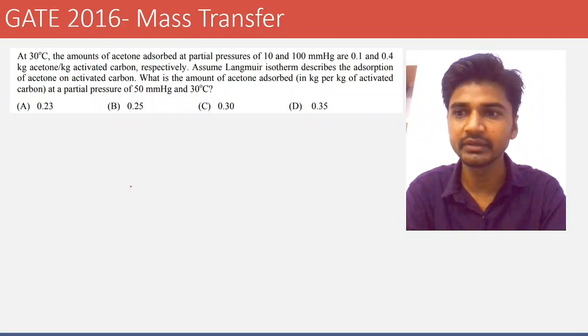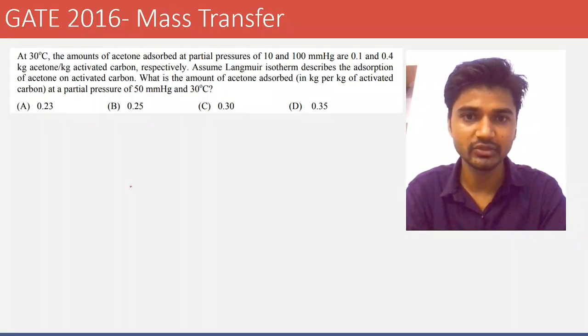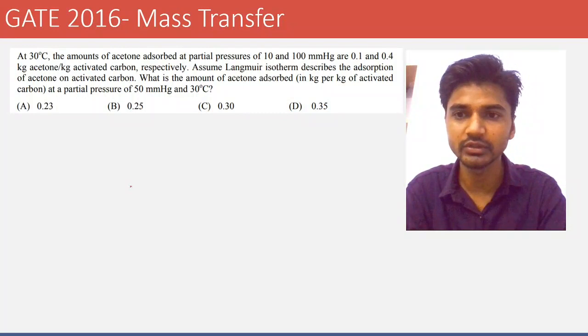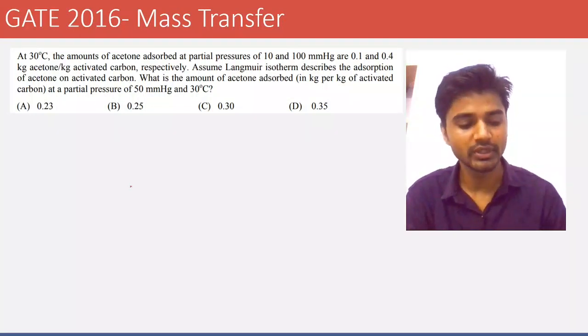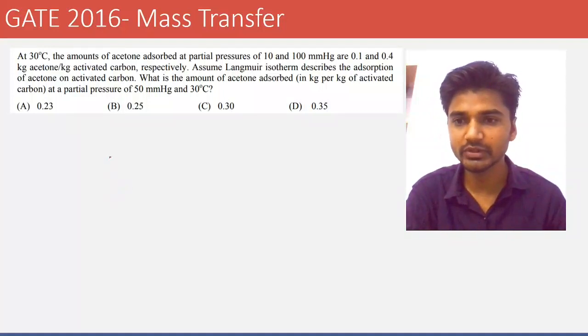So in this question, at 30 degrees Celsius, the amount of acetone adsorbed at partial pressures of 10 and 100 mm Hg are given, and using the Langmuir isotherm, describe the adsorption of acetone. What is the amount of acetone adsorbed at the given partial pressure? So this is basically a simple question where we need to know what the Langmuir isotherm is.